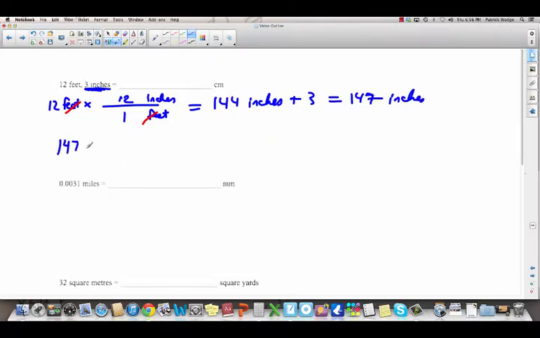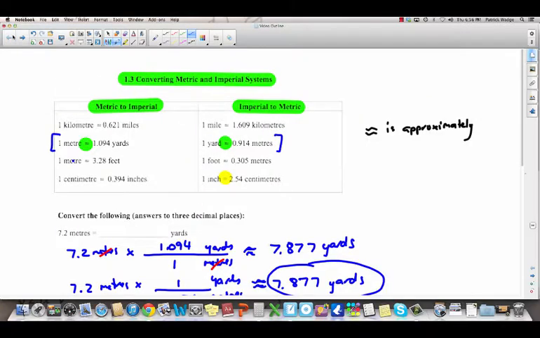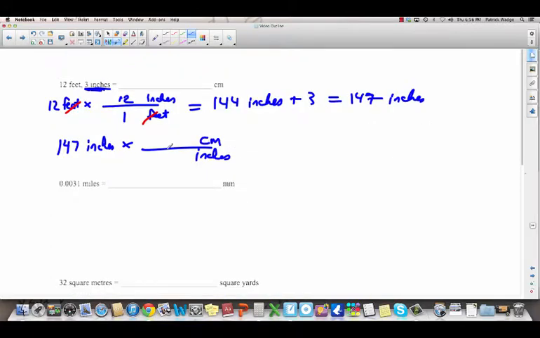Okay, 147 inches times, we want our inches to turn into centimeters, so we look over here, inches and centimeters. I could use this one, but I'm going to use this one. Do you know why? Because that's equals. This is exact. This is very, very close to the size of a centimeter. This is exactly the size of an inch. 2.54 centimeters equals 1 inch. I also like that because the 1's on the bottom. That's just my personal preference.